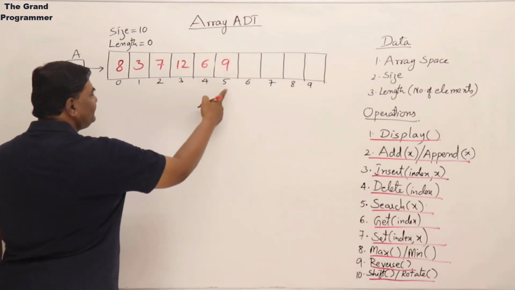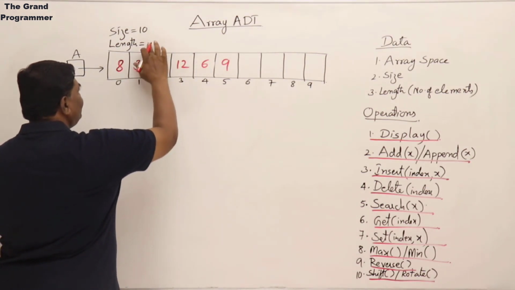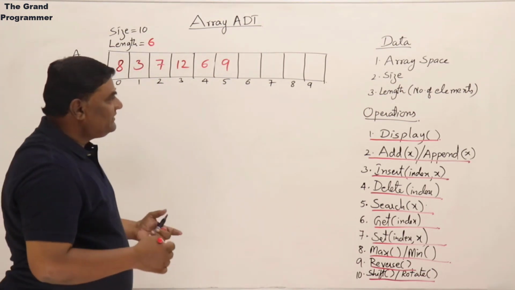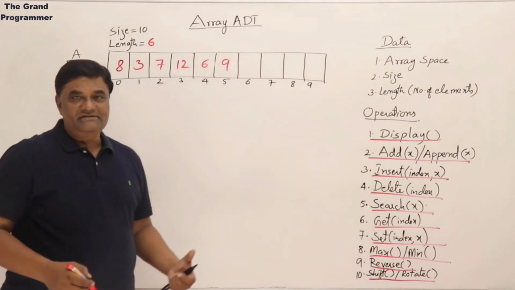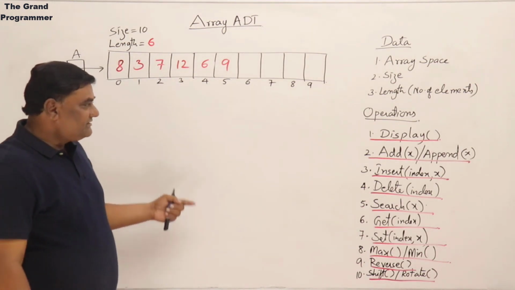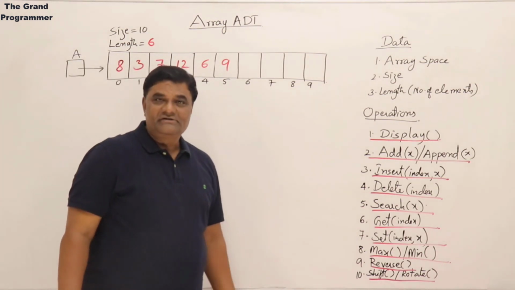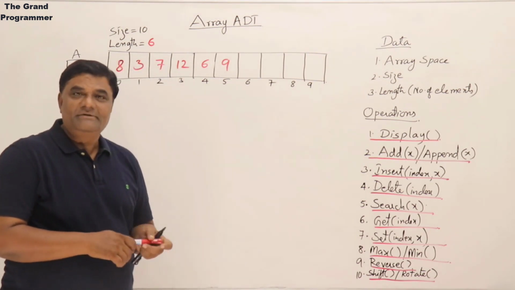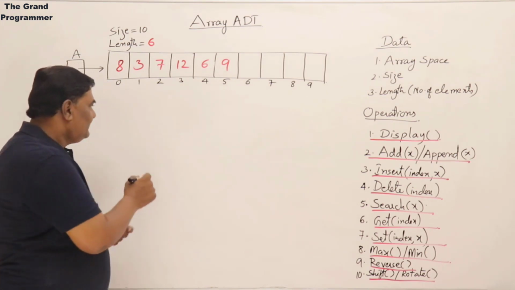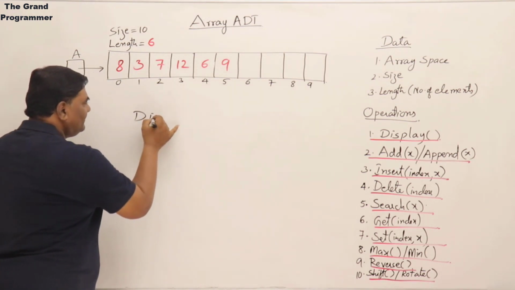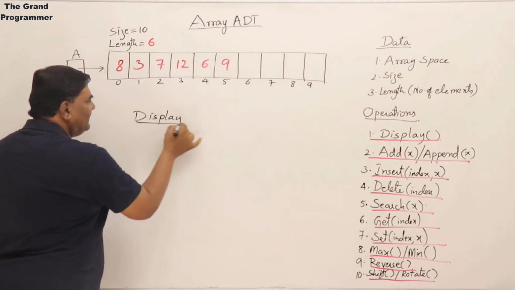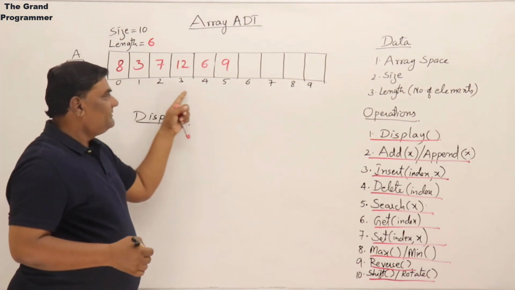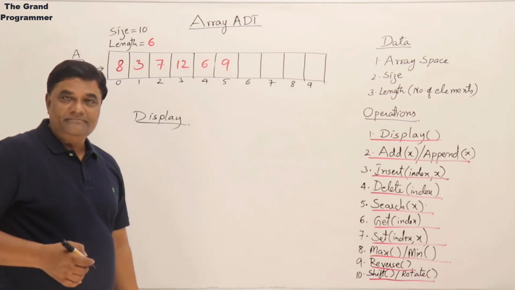So in total I have 6 elements, so let the length of this array be 6. Now assume that I have already filled some elements in the array. Based on this, let us look at these operations. The first operation is display. Let us see how we can display all the elements of an array. Displaying or traversing an array is visiting all the elements of an array one by one.